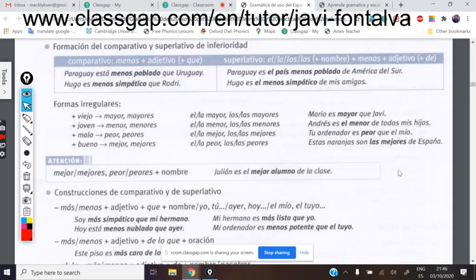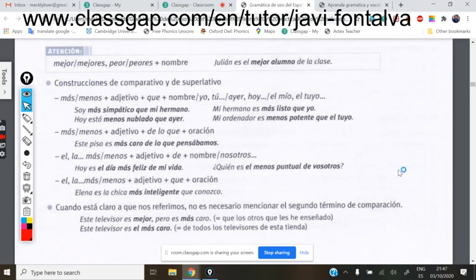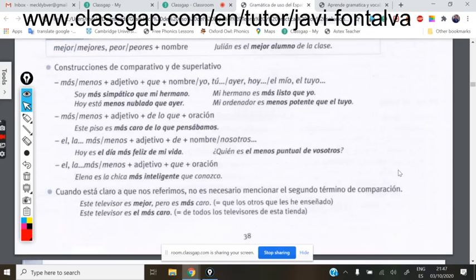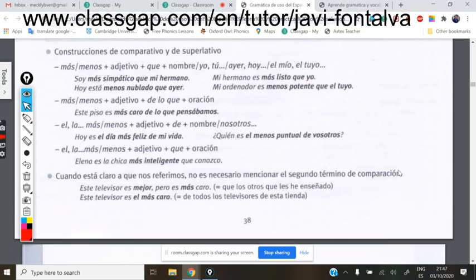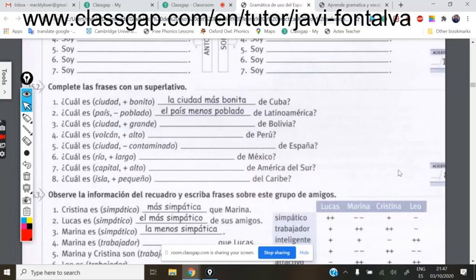Okay, difficult? I think it's quite easy. Yeah, this is, I think, easier than the past. Definitely. Construcción, compañía, superlativo. This is quite easy. Okay. Let's go straight to the exercise.